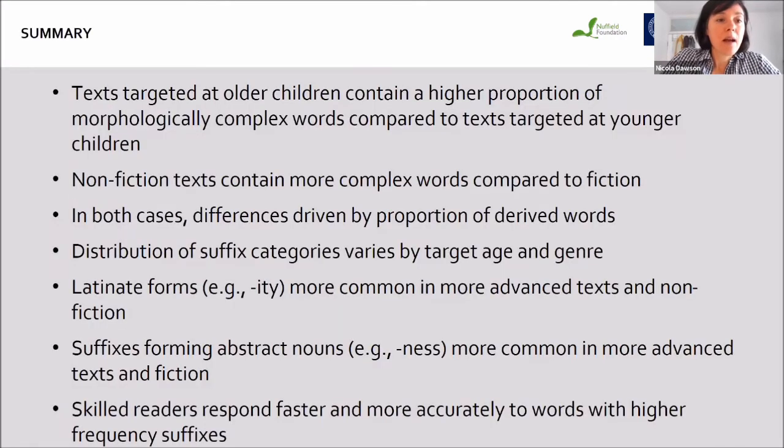Okay, so in summary, we found that texts targeted at older children contain a higher proportion of morphologically complex words compared to texts targeted at younger children. We also saw that non-fiction texts contain more complex words compared to fiction, and in both cases, these differences seem to be driven by the proportion of derived words. We also found that the distribution of suffix categories varied by age and genre.